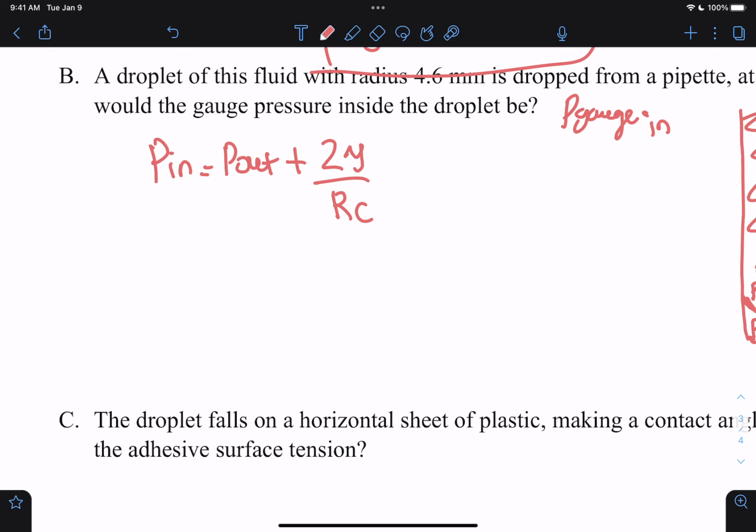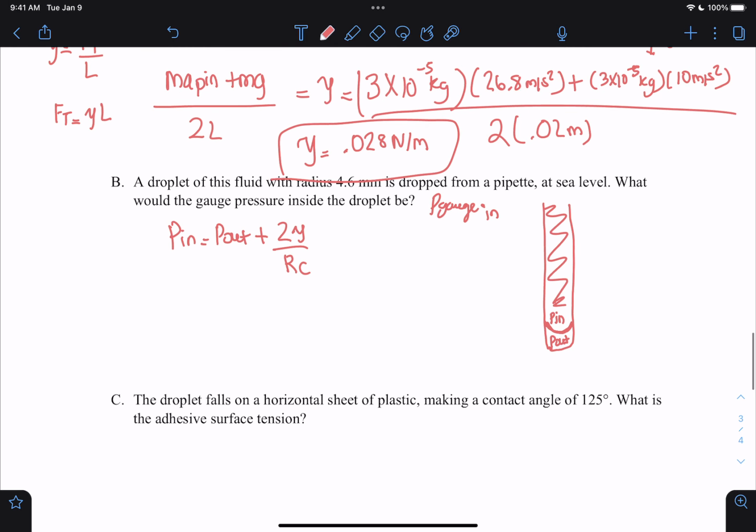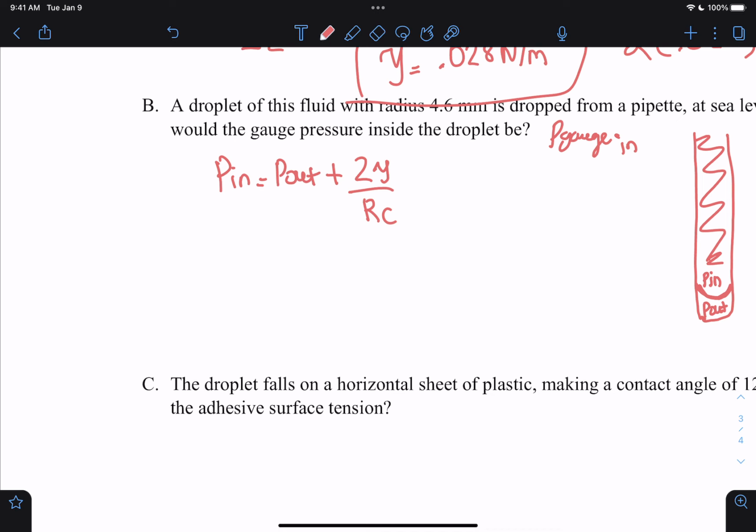So what we're trying to figure out then is the gauge pressure inside the droplet, right? So P gauge in versus P out plus 2 times the surface tension divided by radius of curvature, right? Now, usually this is written in terms of absolute pressures, right? So if we wanted to figure out P gauge in, that's going to be the absolute pressure of the inside minus the atmospheric pressure, right?